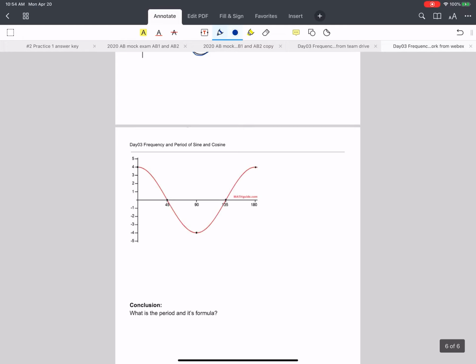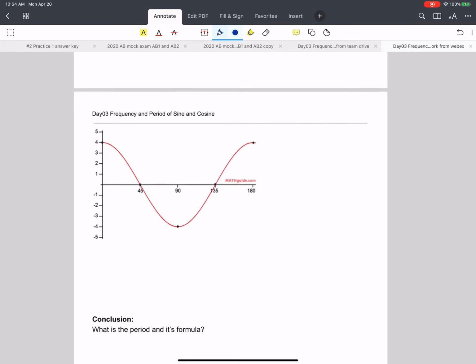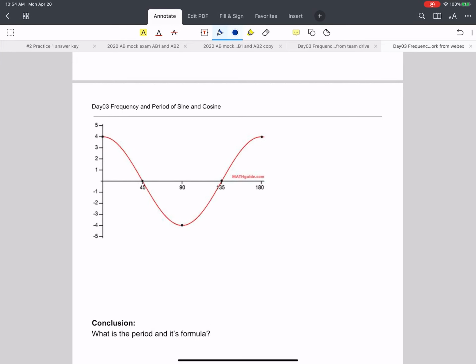Let's look at this one. I mean, they're not saying that this is 45 degrees, 90 degrees, 1/3. I have no idea what those numbers are. So I just assume that those numbers can be days. Like that can be 180 days. I don't know.